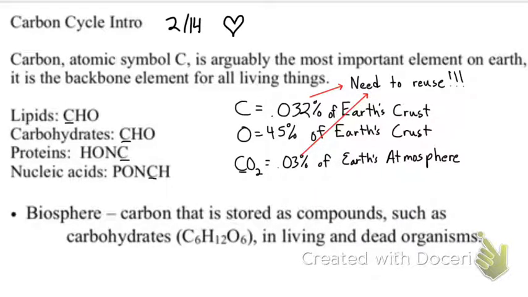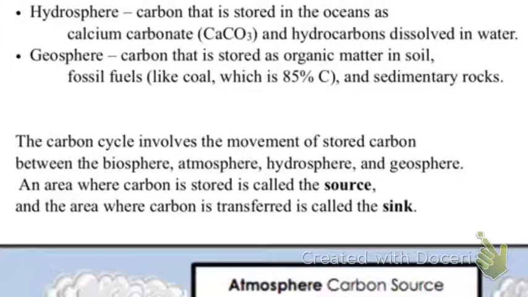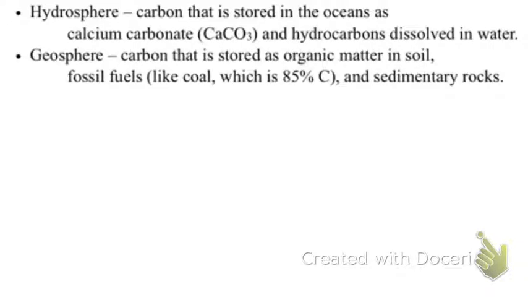The four spheres where carbon is stored: the biosphere, where carbon is stored as compounds such as carbohydrates in living and dead organisms. The atmosphere, where carbon is stored in atmospheric gases like carbon dioxide and methane. The hydrosphere, where carbon is stored as calcium carbonate as well as carbonic acid when CO2 mixes with water. And the geosphere, where carbon is stored as organic matter in soil, fossil fuels, and sedimentary rocks. Those are the four spheres we will talk about in the carbon cycle.